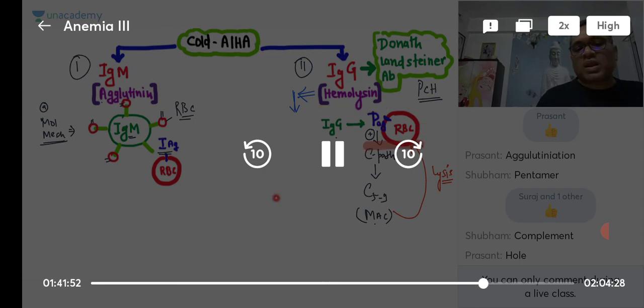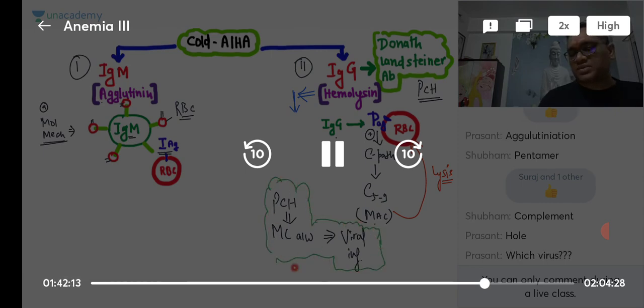And PCH is most commonly associated with viral infection. This is also one important line I have seen in Winthrop. That is why I wanted to tell you, because the examiner can ask such questions, especially in the AIIMS exam. Viral infections are most commonly associated, right?